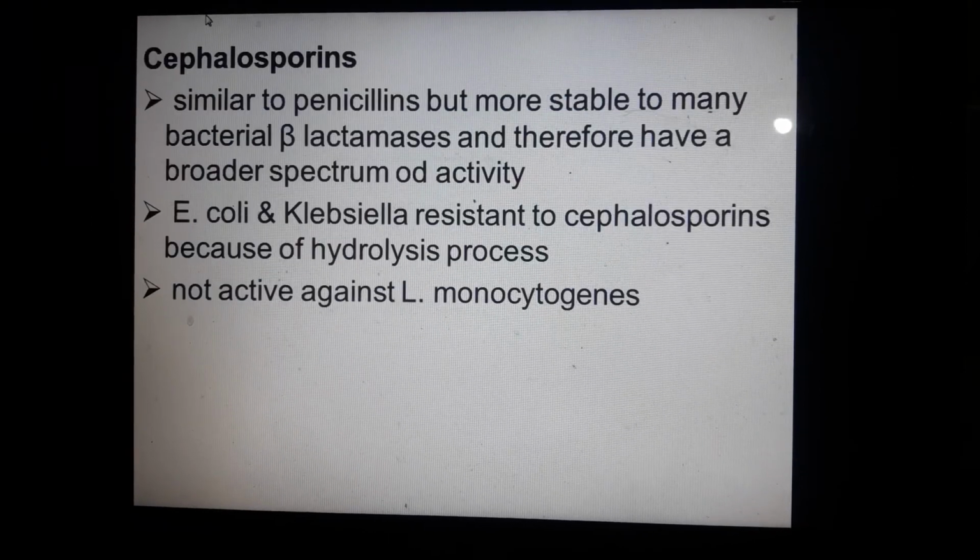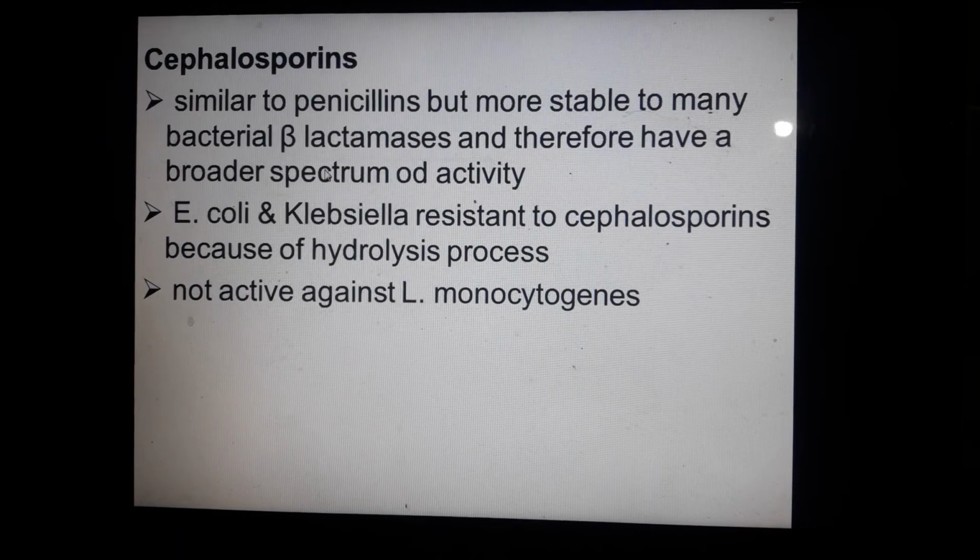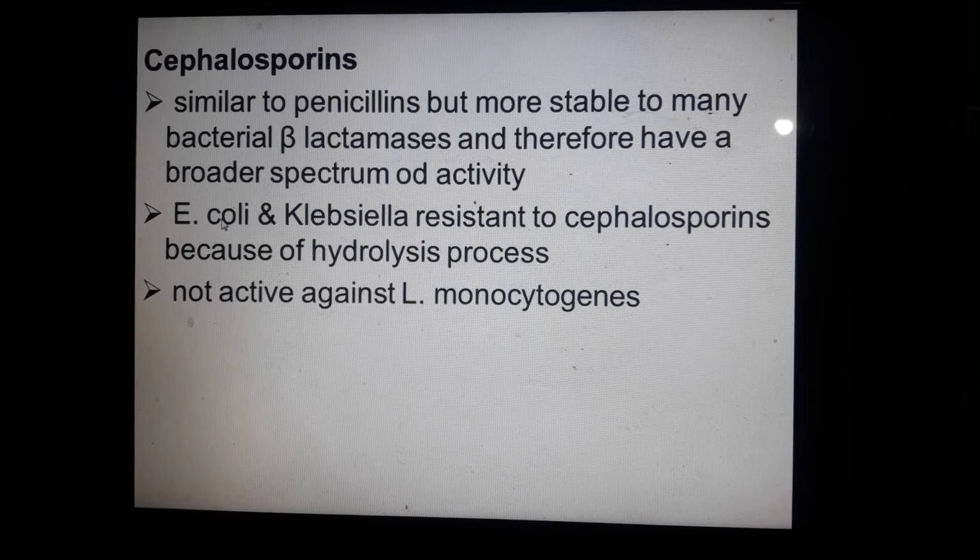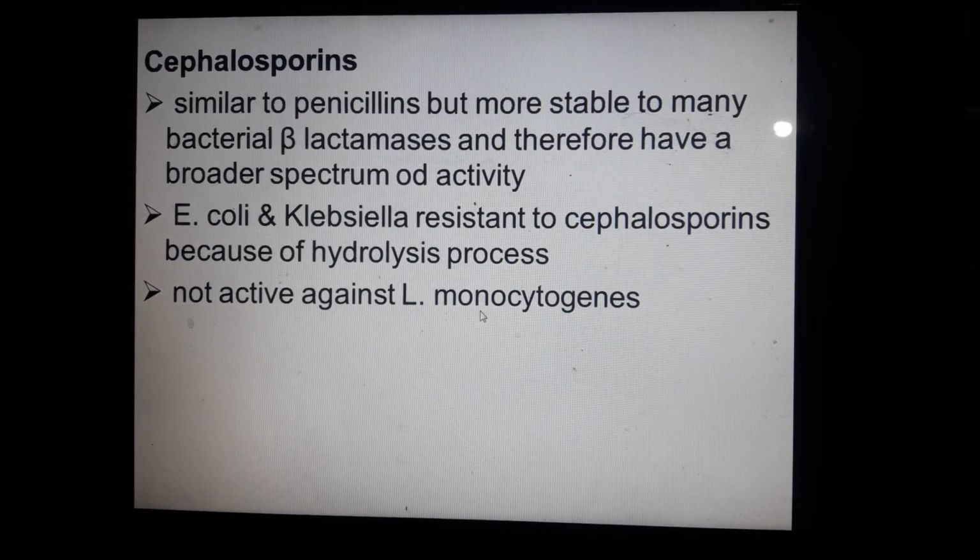Next, cephalosporins. They are similar to penicillins but more stable to many bacterial beta-lactamases, and therefore have a broader spectrum of activity. E. coli and Klebsiella can be resistant to cephalosporins because of the hydrolysis process. Klebsiella tend to hydrolyze cephalosporins, especially the beta-lactam ring. Cephalosporins are not active against Listeria monocytogenes.